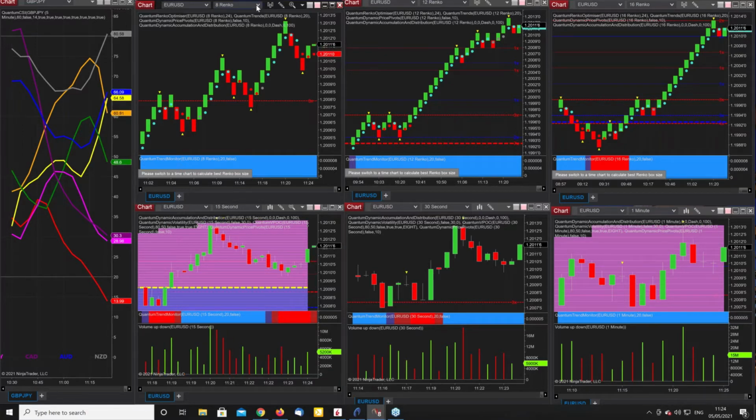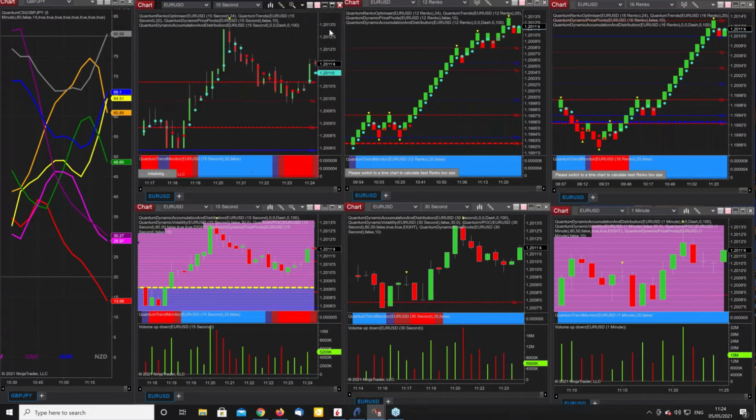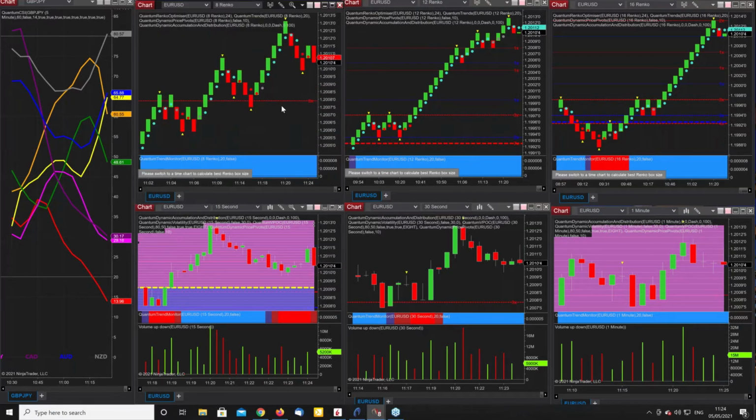optimal size. So if I click this down, just reset it, and of course it will depend on the pair that you're trading. And then that's settled. Okay, just click on that. There we go. So that's 8. So basically it's not 8 pips, it's 0.8 of a pip.